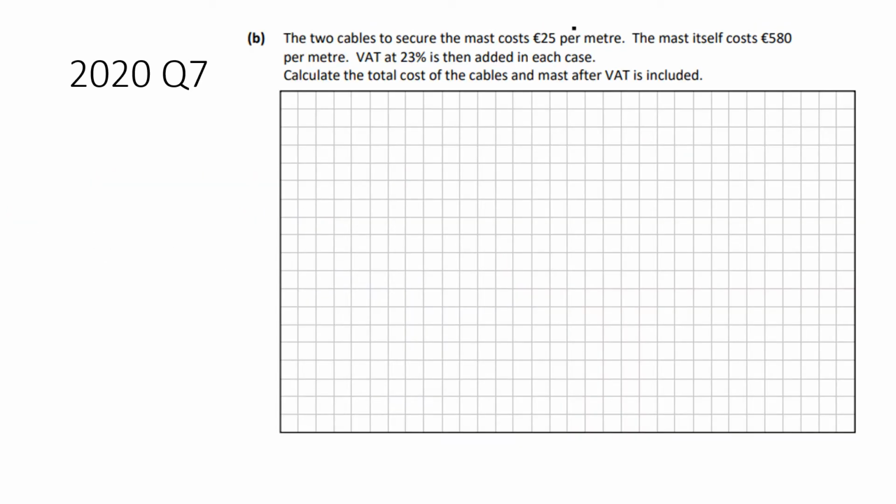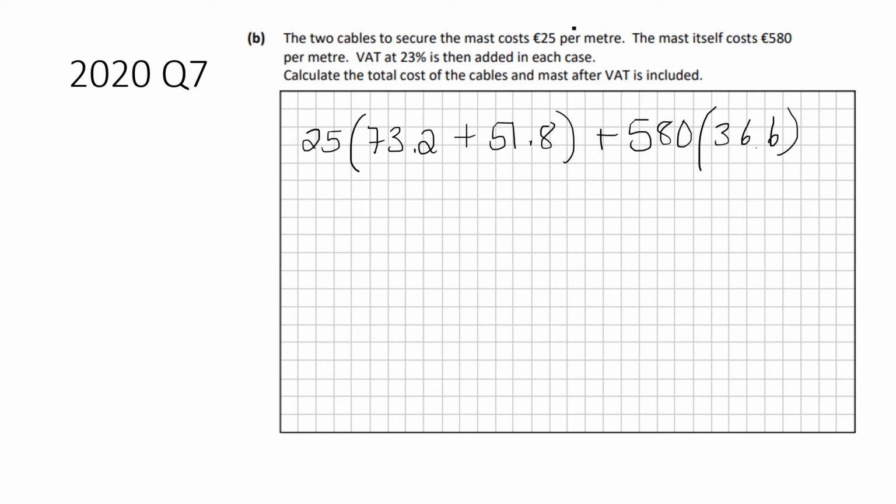For part B then, the two cables to secure the mast cost €25 per metre. The mast itself costs €580 per metre. VAT at 23% is then added in each case. Calculate the total cost of the cables and mast after VAT is included. So we know that the cable is €25 per metre, so we're going to have to add the 73.2 and the 51.8 together. And then we have to charge the 580 for the mast, and the mast is 36.6 meters high.